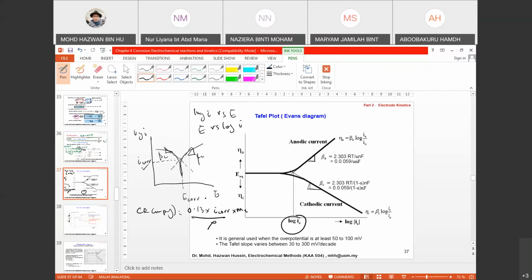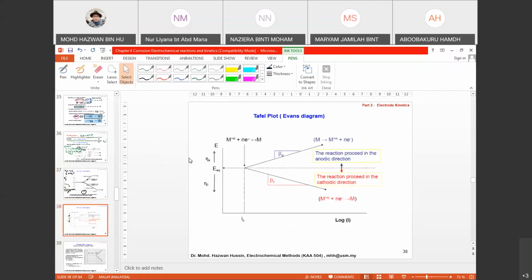How you actually get the Tafel plot is through polarization studies. You apply overpotential anodically and cathodically. Then it will give the plot. This gives you the behavior of the metals that you will see if you increase the potential or decrease the potential. It is generally used when the overpotential is at least 50 to 100 millivolts. The Tafel slope varies between 30 to 300 millivolts per decade.